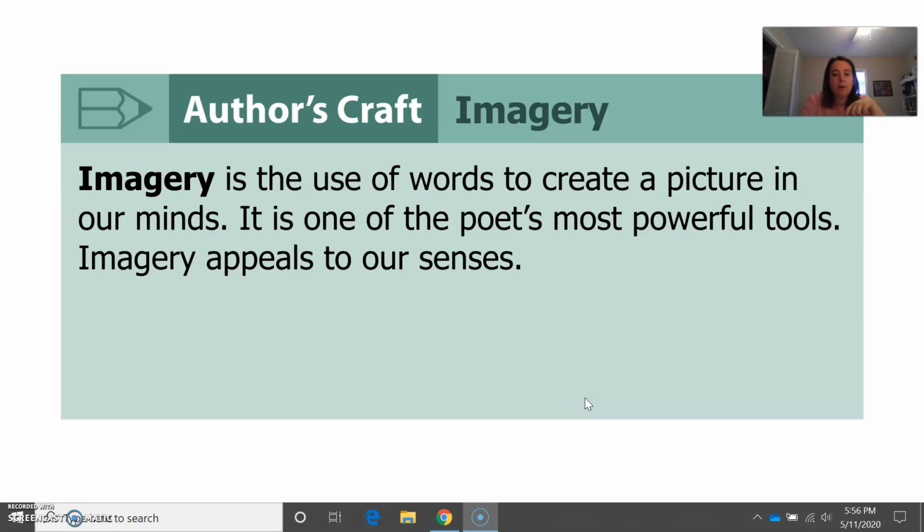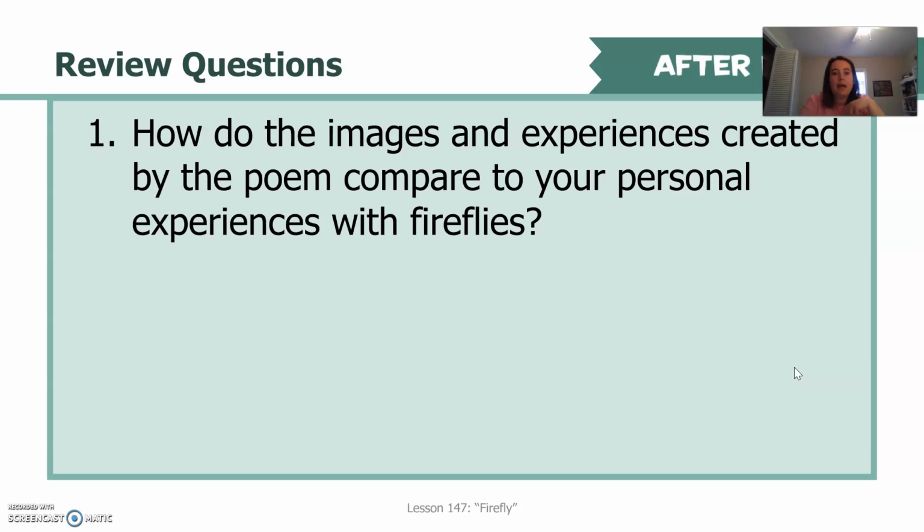So as you think about this poem that you read yesterday, how do the images and experiences created by the poem compare to your personal experiences with fireflies? Well, hopefully you're thinking of something about how fireflies light up and how they create that sense of wonder and amazement because they produce their own light.